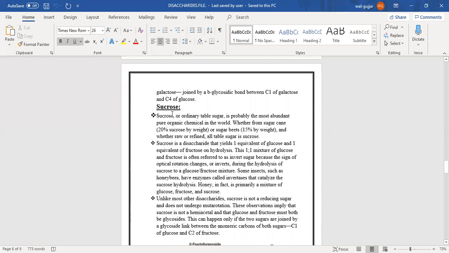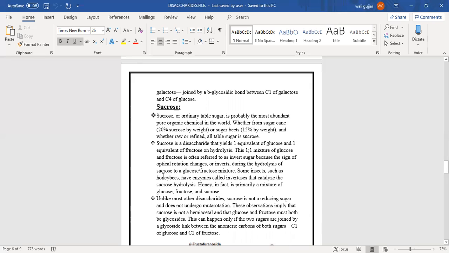Then the next example is sucrose. Sucrose, our ordinary table sugar, is probably the most abundant pure organic chemical in the world. Whether from sugar cane, 20% sucrose by weight, or sugar beets, 15% by weight, and whether raw or refined, all table sugar is sucrose. Sucrose is a disaccharide that yields one equivalent of glucose and one equivalent of fructose on hydrolysis. The mixture of glucose and fructose is often referred to as invert sugar because the sign of optical rotation changes, inverts, during the hydrolysis of sucrose to a glucose and fructose mixture. It is called inverted sugar.